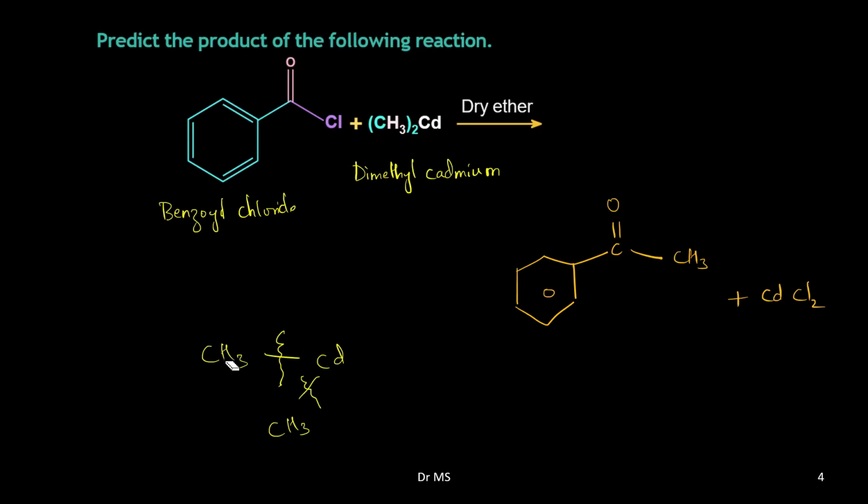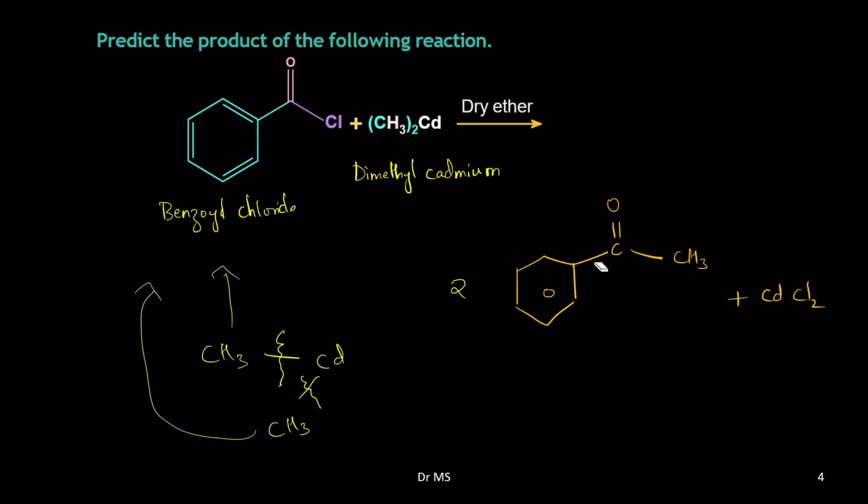And this methyl group will just go and attach to the benzoyl chloride. So two products will be formed like this. One methyl group will attach to one benzoyl chloride, the other methyl group will attach to the other benzoyl chloride, and finally form two acetophenones.